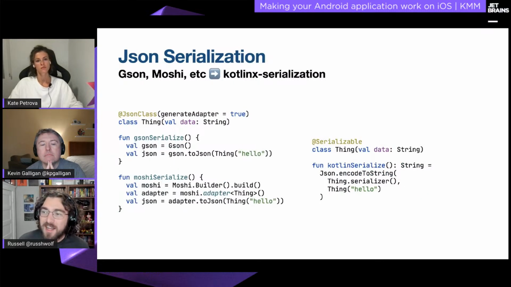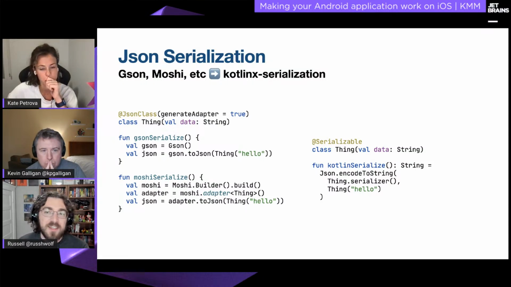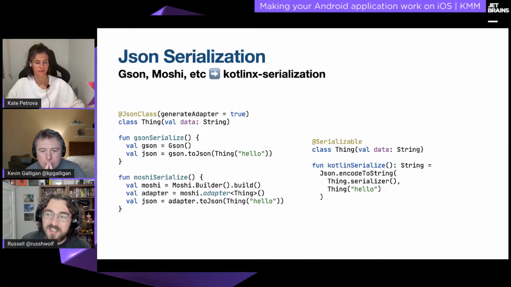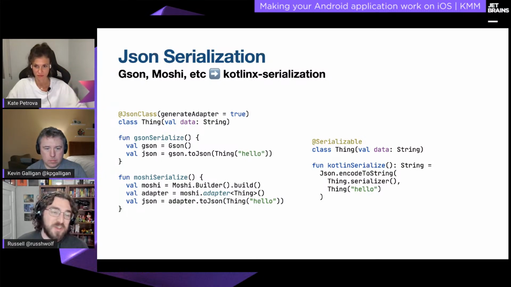So for JSON serialization, the main thing most people are using is JetBrains' first-party thing, Kotlinx serialization. So if you're used to writing things with Jackson or Moshi, Kotlinx is the way to go, the close replacement for that.